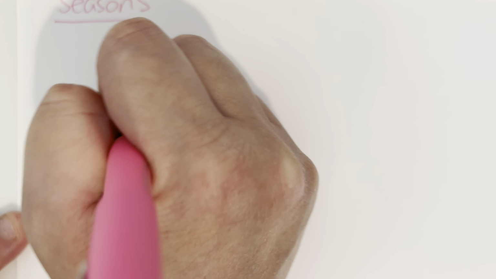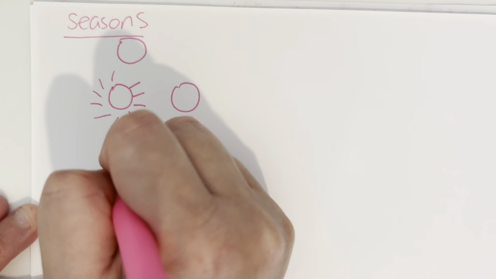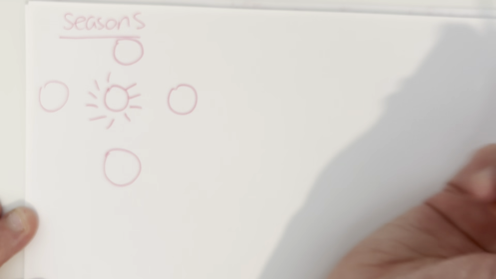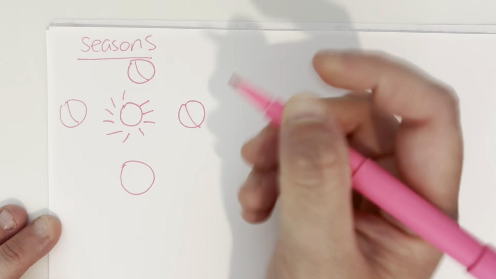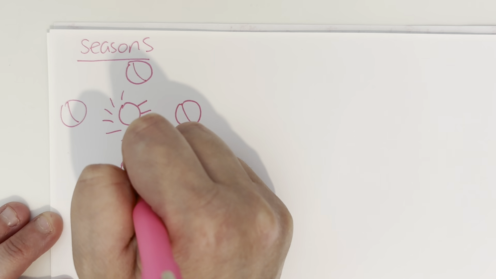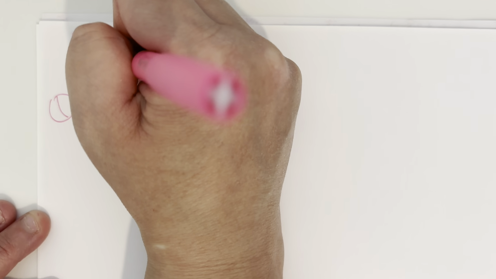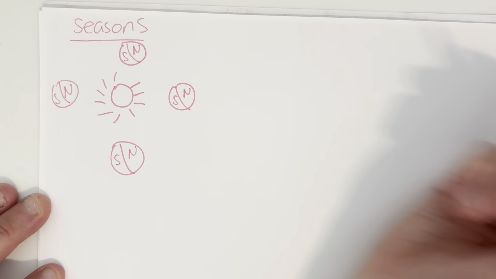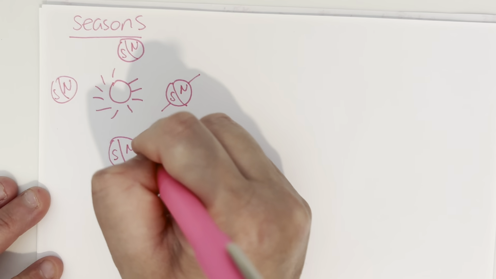So with seasons, I always draw my earth in the middle. My sun in the middle. And then my 4 earths around my sun. Okay, so I'm going to divide my earth into a northern hemisphere and a southern hemisphere. Northern, southern, northern, southern, northern, southern. Okay, and remember our earth is tilted. So I'm going to draw that, the earth on its axis.